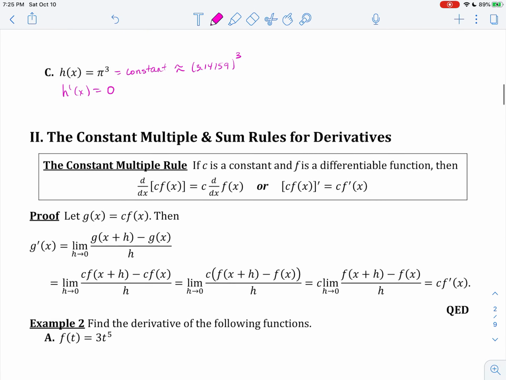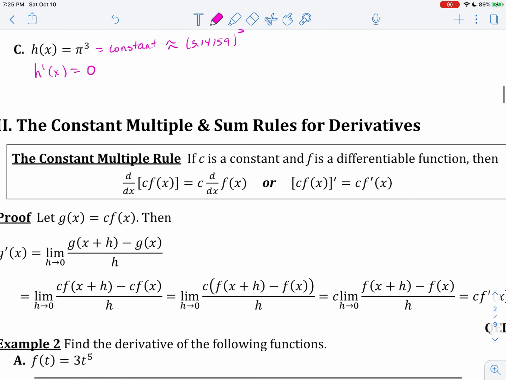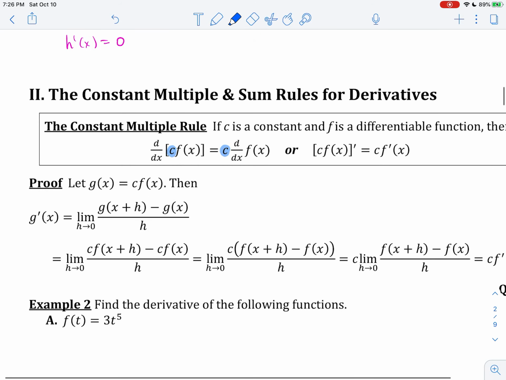All right. Now we have what I call the algebra of derivatives. If we've got a constant number, the derivative of a constant times a function is equal to the constant times the derivative of the function. Good. Or we can write it as the derivative of c times f of x, prime, is c times f prime of x.